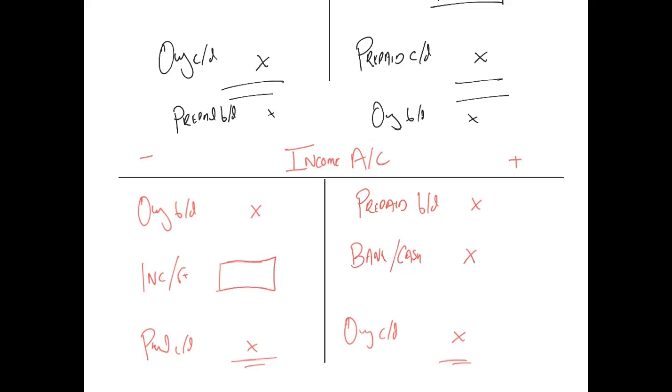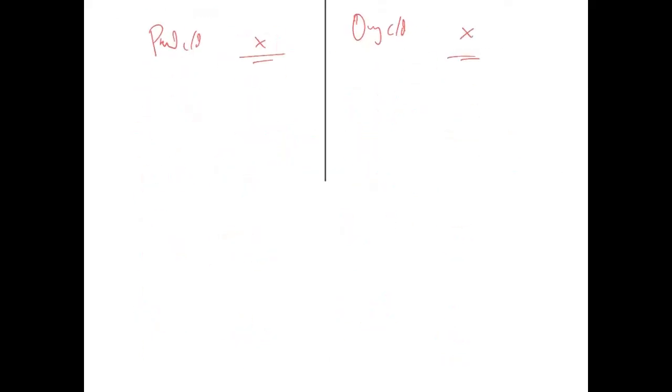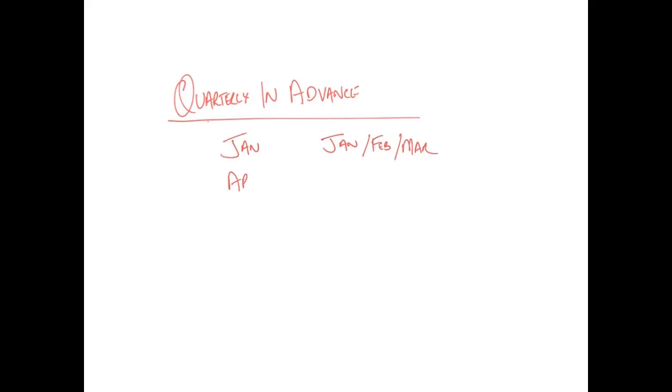Other than that, there are a couple of things you also need to understand. If the examiner says that the payment has to be done quarterly in advance, what does this mean? Quarterly in advance means that you'll be paying a 3-month payment at the start of the quarter. So if your year is starting in January, in January you will pay for Jan, Feb and March, and then in April you'll pay for April, May and June.